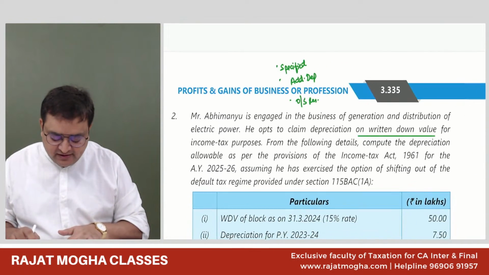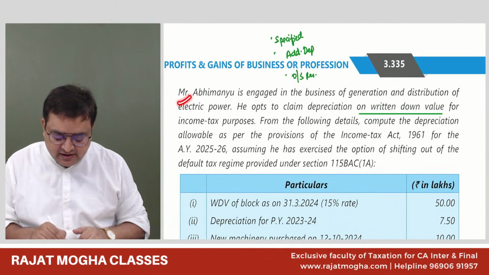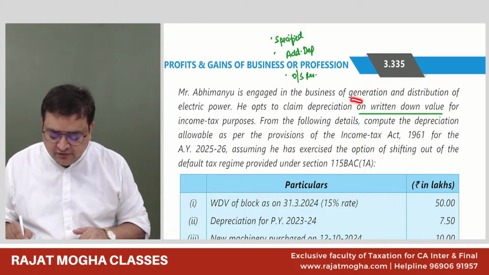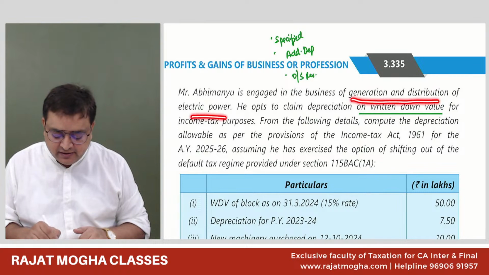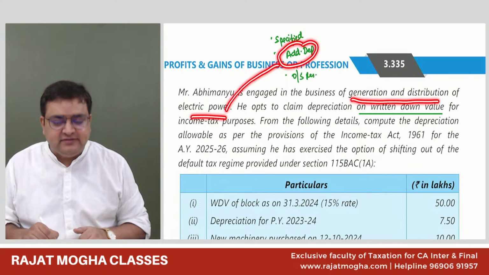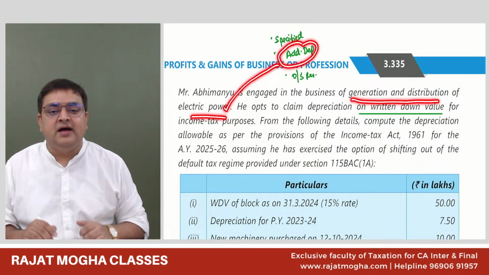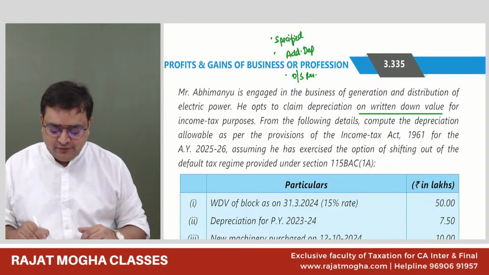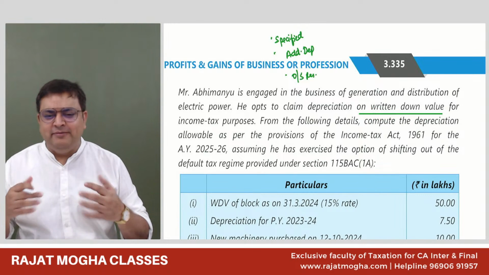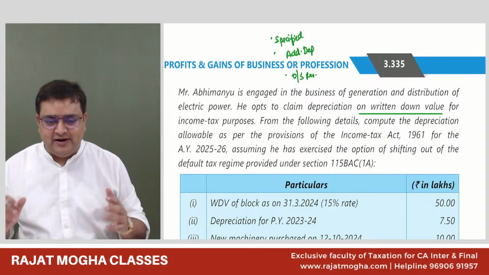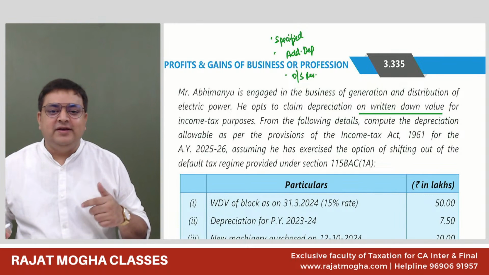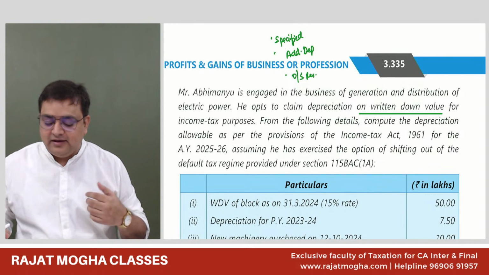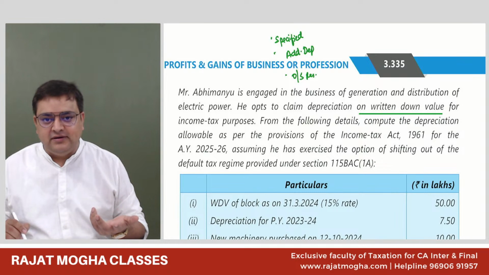Guys, whether a person who is having a business of generation and distribution of electric power can also be given additional depreciation if they follow optional regime? The answer is yes or no? Please tell me. You might be right, you might be wrong, it doesn't matter right now. We are doing this practice. So can we give it? It is given only to those who are carrying on manufacturing operations.